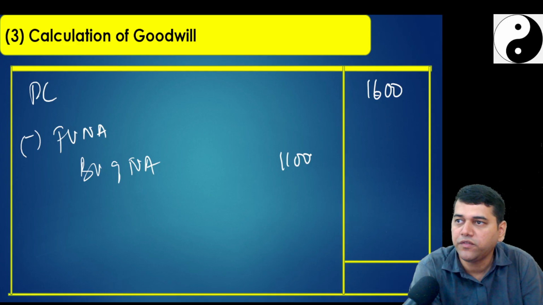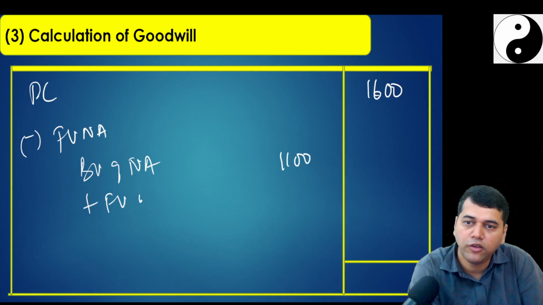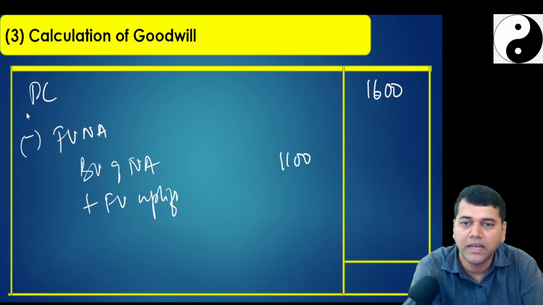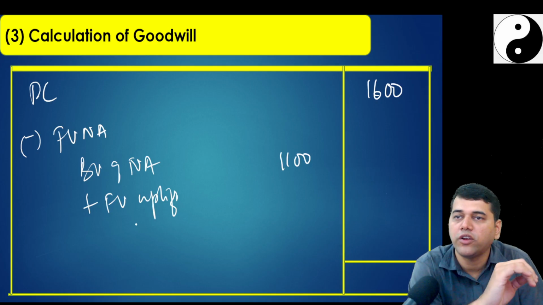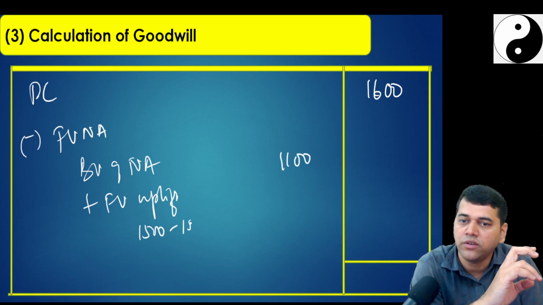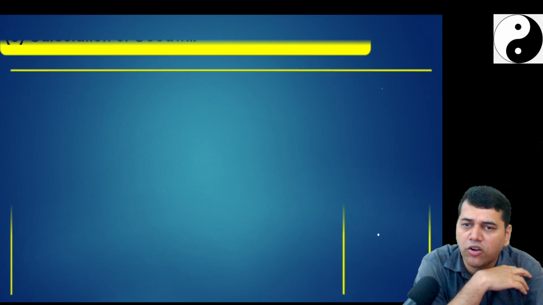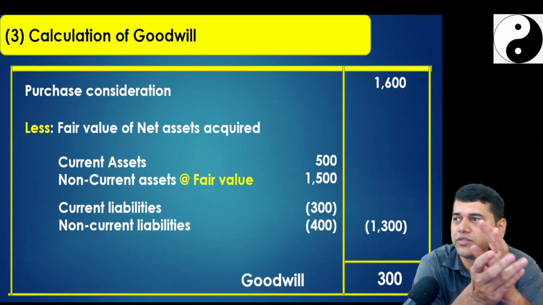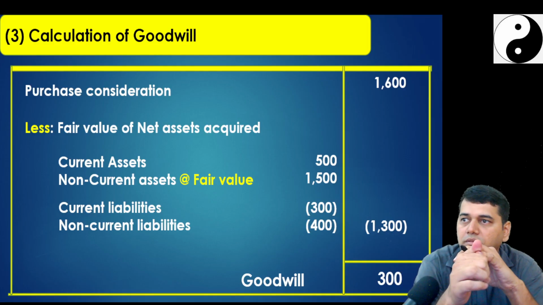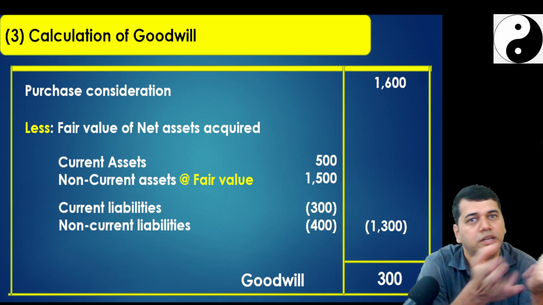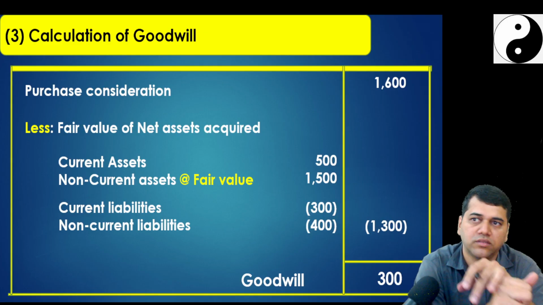Is there any fair value uplift? Yes, fair value uplift. A Limited's fair value of identifiable non-current assets is 1500. What is the book value of non-current assets? 1300. Book value of non-current assets 1300, which is valued at 1500. So 200 uplift. Alternatively, you could have gone for individual values. You get the same 1300, like 500, 1500 at fair value. Rest everything is the book value. Your choice. You should have done that.